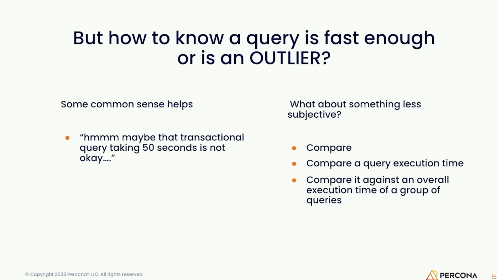What about something that is less subjective, something that can be more measurable and comparable? I mean, everything is related to comparison, right? So again, everything is about the context. Compare the query execution time against the overall execution time of a group of queries, right? So how fast or how slow a query is, is actually highly tied to how the overall execution time of the queries behaves.